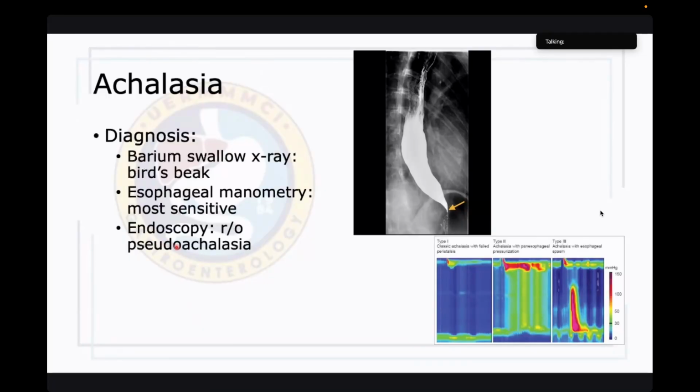Endoscopy should also be done, but this is mainly to rule out other etiologies such as tumors or benign mechanical strictures of the gastroesophageal junction, and not to mention, of course, that one of the treatment options for achalasia is balloon dilation by endoscopy.